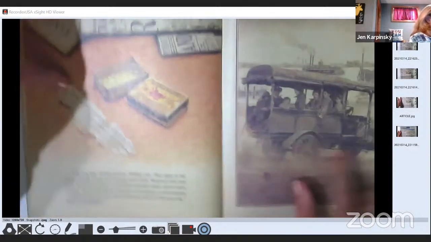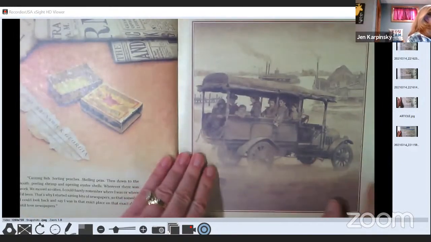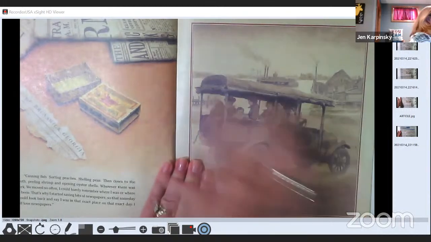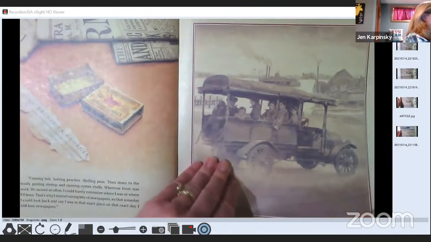You can see one of the old vehicles where they're all packed in. So they go from place to place so that whenever work is done at one place, they have to go and move to another place to find work. It was a very tough life.